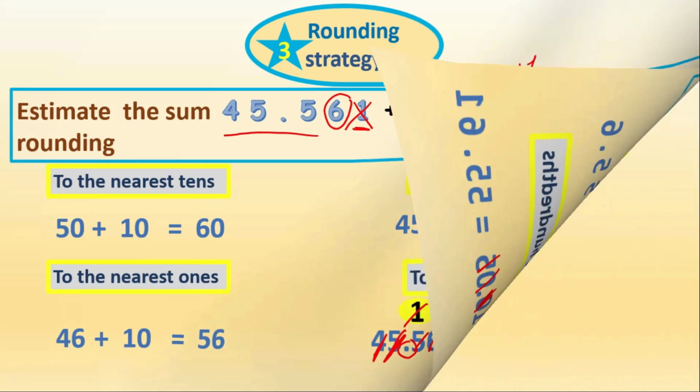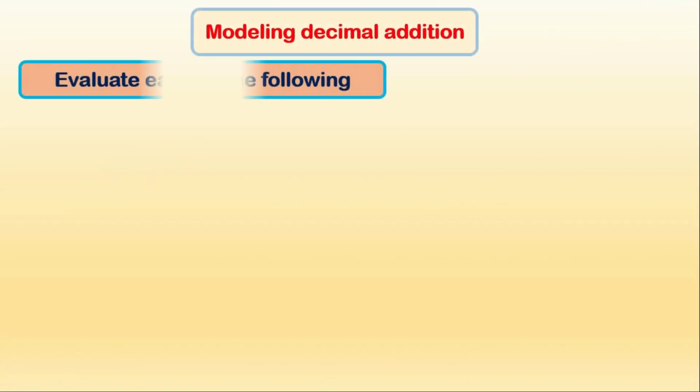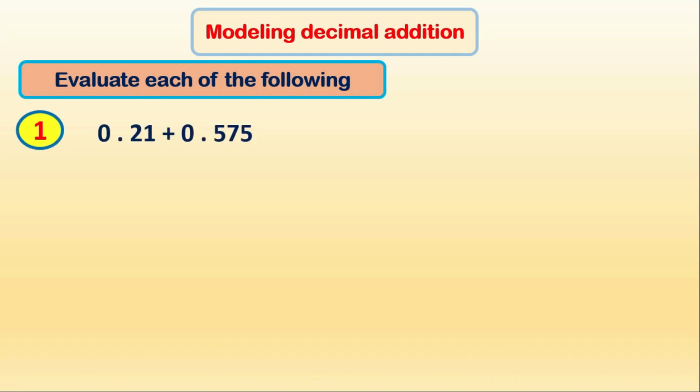Okay, so now let's study a new sample subject, modeling decimal addition. Evaluate each of the following. Number 1: 0.21 plus 0.575. Okay, first step, write the two numbers vertically under each other. The first number is 0.21, and before writing the second number we have two very important steps. Take care, very important two steps.